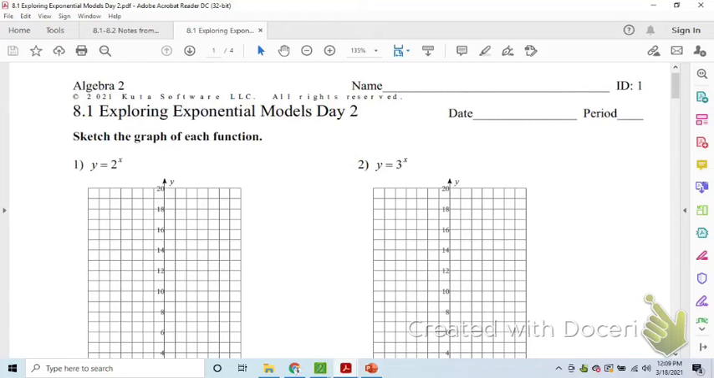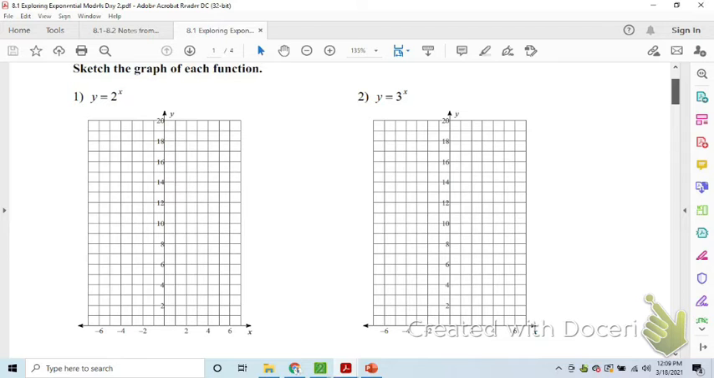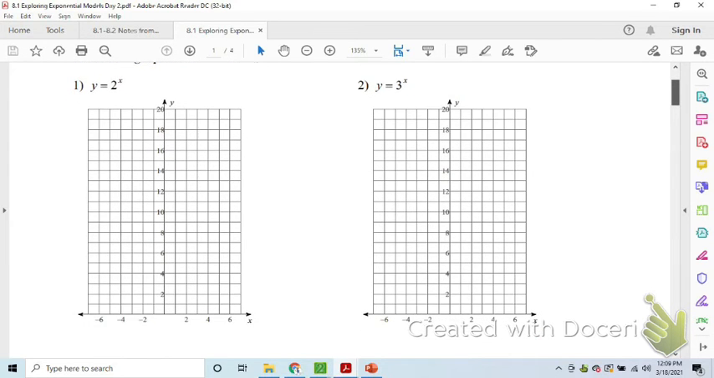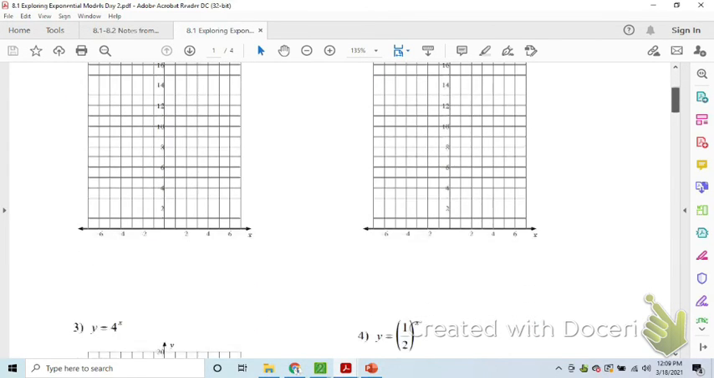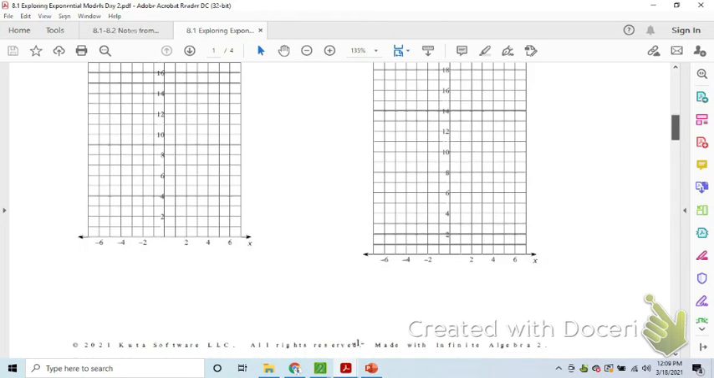All right, ladies and gentlemen, so we're doing day 2. We're going to do some graphing here. Once again, if you can't print off the graphs, that's okay. You still have to have the tables done though, so make sure you have those done. Now, numbers 1 and 2 we've already done, but you're still responsible for copying down those tables from the other video. Thank you. Now, the real work starts down here at numbers 3 and 4.